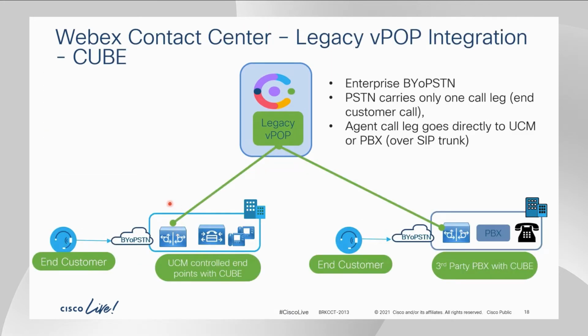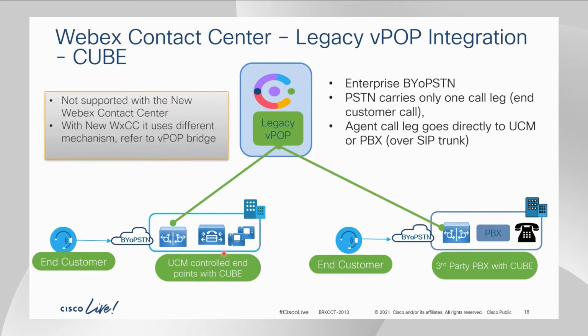This is your classic VPOP integration where the customer wants to use their own PSTN and the call comes into the customer premises through, let's say, cube in this example, and then the same or a different cube can send the call to the legacy VPOP to the contact center side. The agents will again be PBX based, meaning in case of this diagram on the left, the agent is a unified CM phone, or on the right it's a third-party PBX, and you deploy cube in both cases. This option is not supported with the new Webex Contact Center.